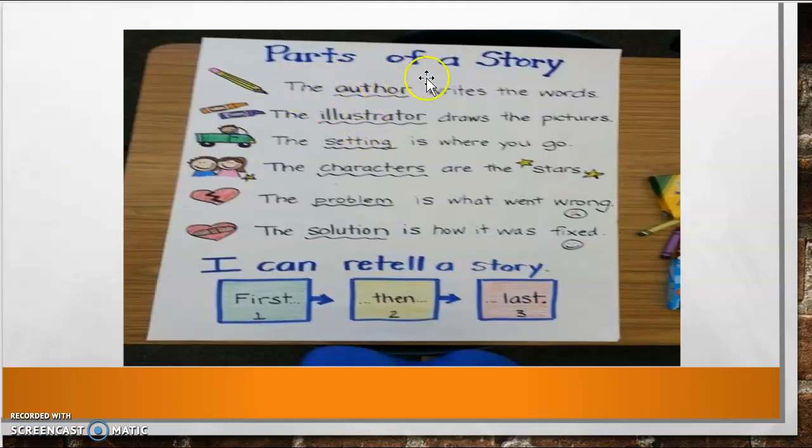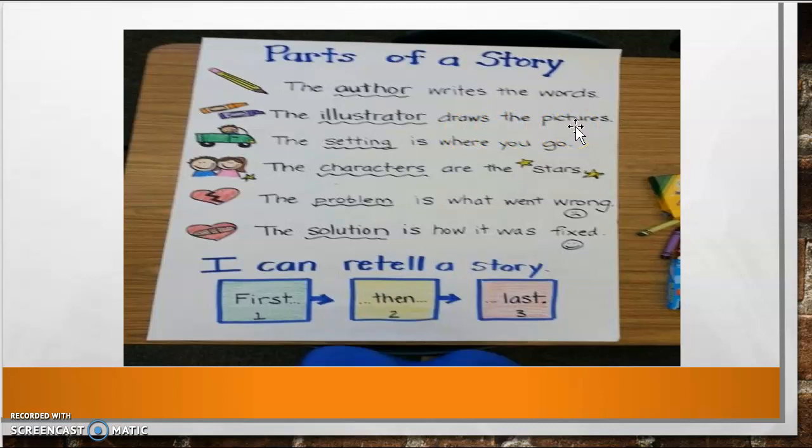Let's talk about the parts of a story. This is just a little overview, but we're going to specifically talk about two things today: setting and characters. In any story that you read, there is an author. The author writes the words. In most fiction stories, you have an illustrator. The illustrator draws the pictures.